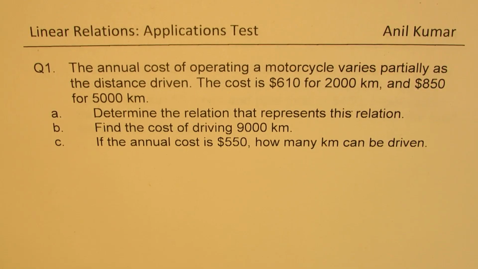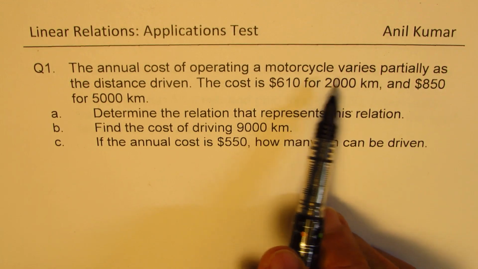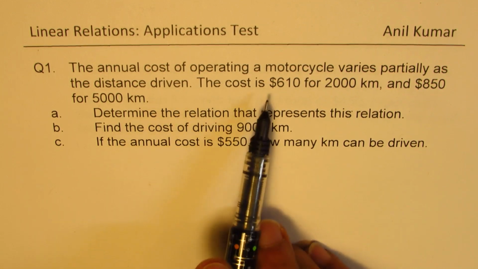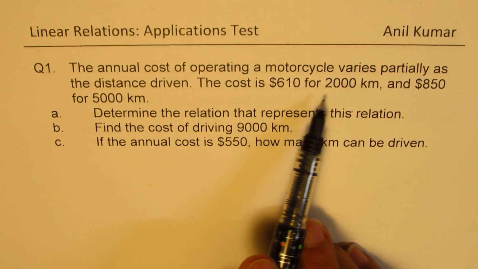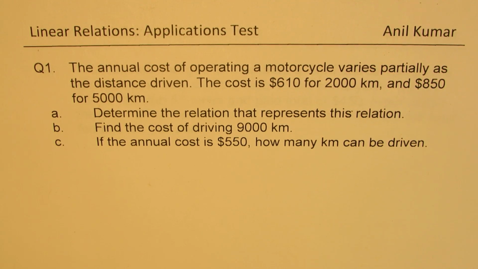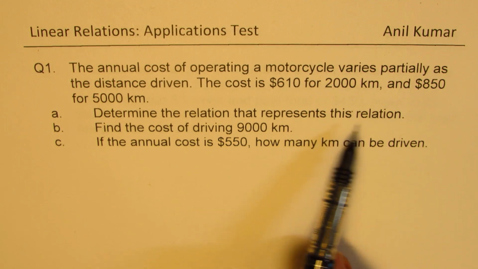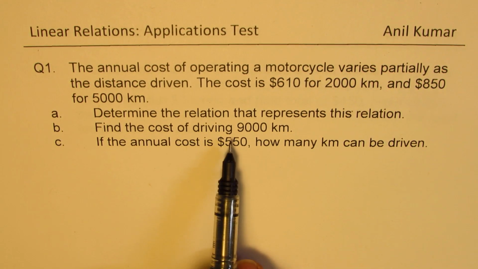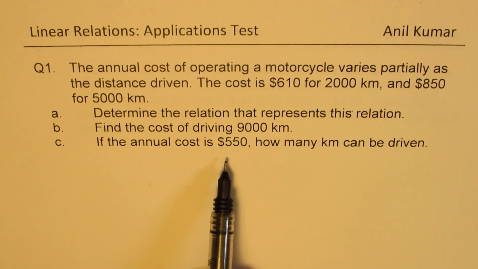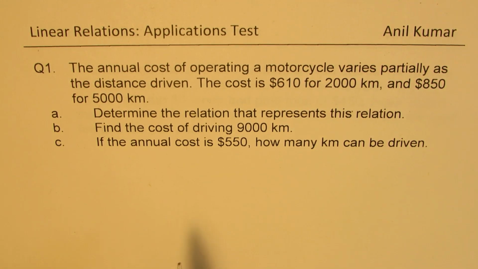Question number 1. The annual cost of operating a motorcycle varies partially as the distance driven. The cost is $610 for 2,000 kilometers and $850 for 5,000 kilometers. Determine the relation that represents this relation. Find the cost of driving 9,000 kilometers. If the annual cost is $550, how many kilometers can be driven?